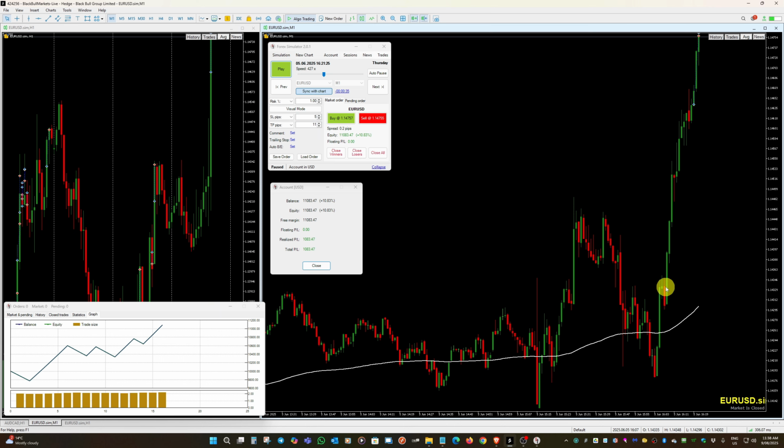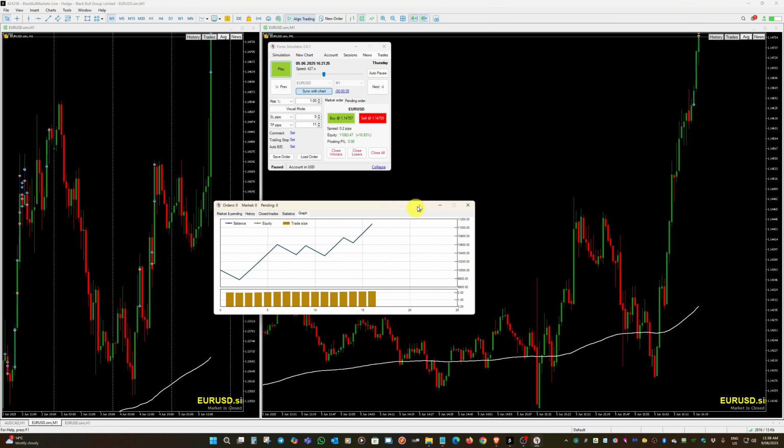We could have got in a trade at this level and this level, but once I saw two of these moves go up, I decided to take the third one, and we reached our profit target after hitting that one. So we've made here $1,083 profit. Let's have a look at the stats.